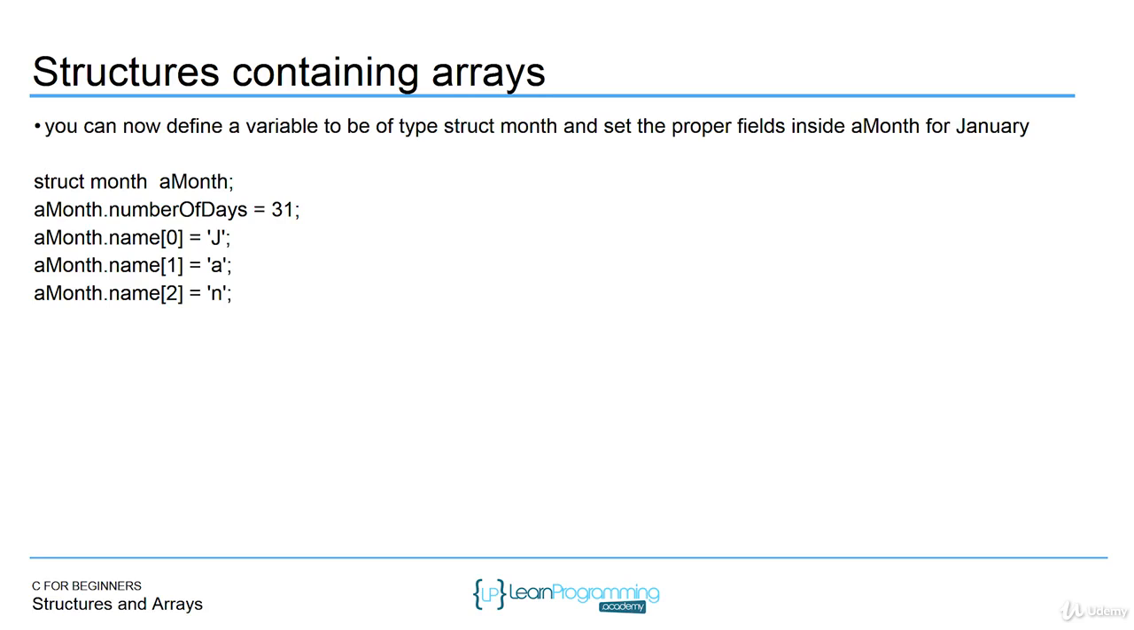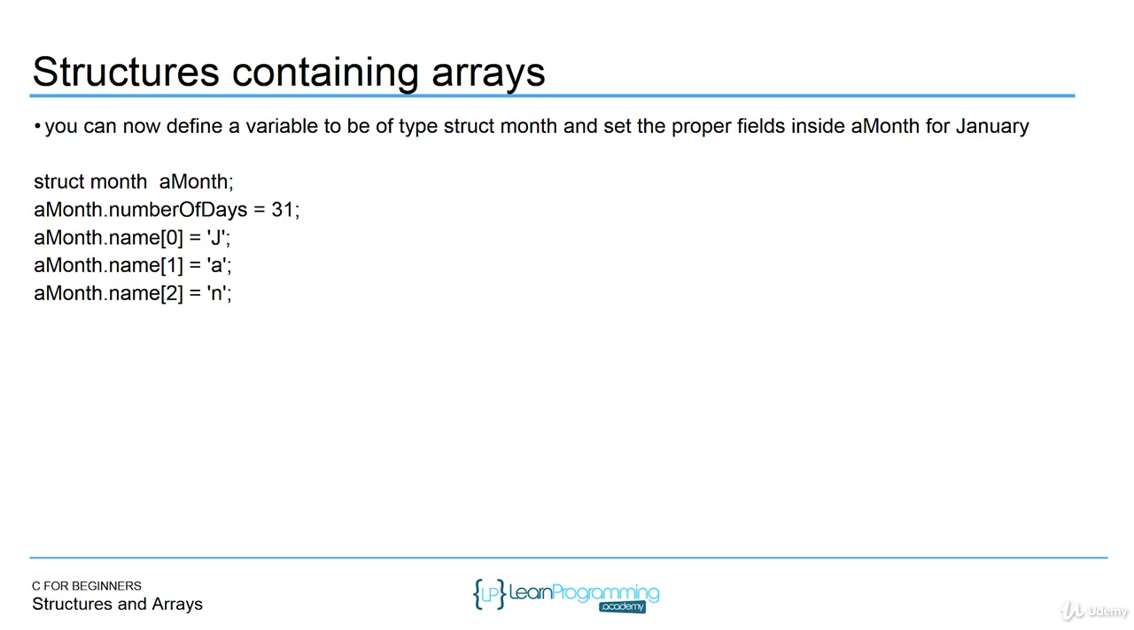And you could do that. You don't have to use these indexes. You could say strcpy a month.name, comma, and then JAN in double quotes. Or you could do it this way, where you access the elements of the array via the index. Here we're saying a month.name because we have to access the name member variable, or member element. And then inside the brackets we specify the index of the array. We're assigning the first character in the array to J, second one A, third one N.